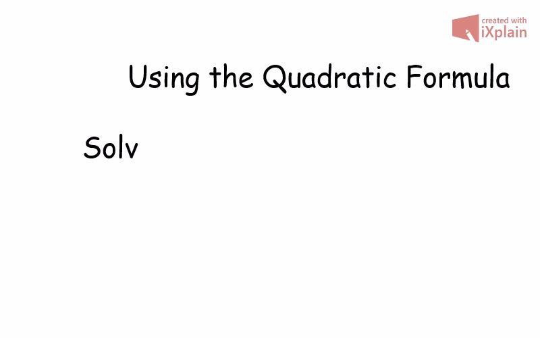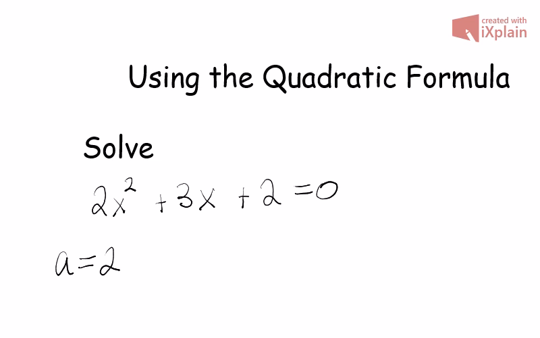As a fourth example, we want to solve the equation 2x squared plus 3x plus 2 is equal to 0. So we have an a of 2, a b of 3, and a c of 2. So in this case, we're going to have to deal with something a little different underneath the square root. We're going to take a look at how to handle that.